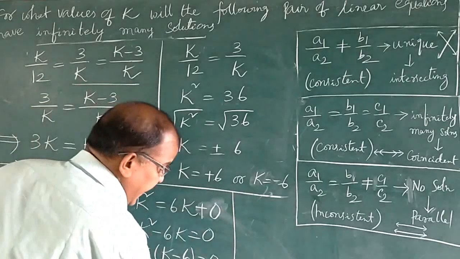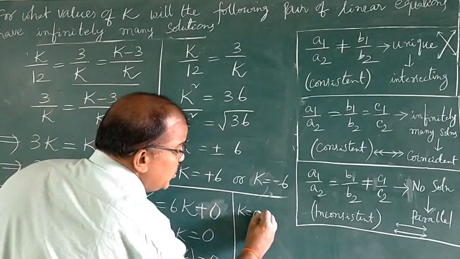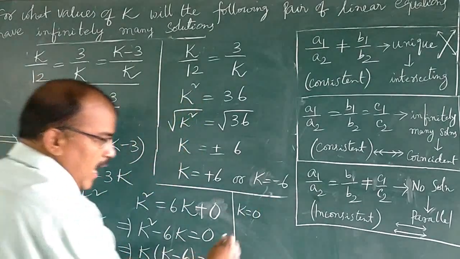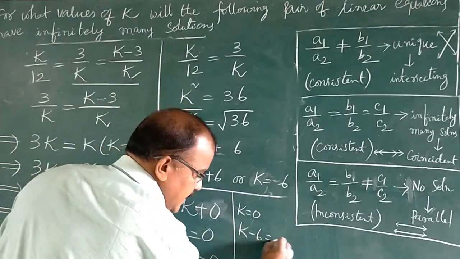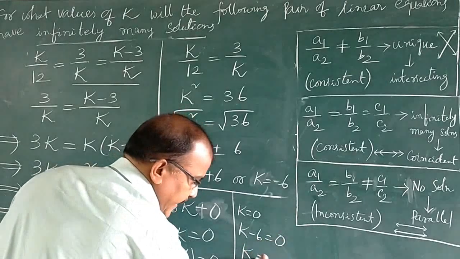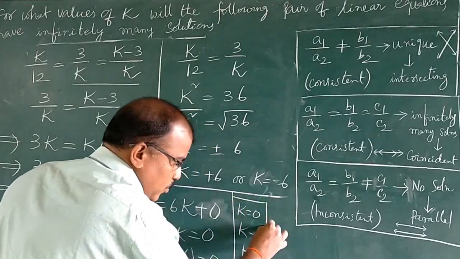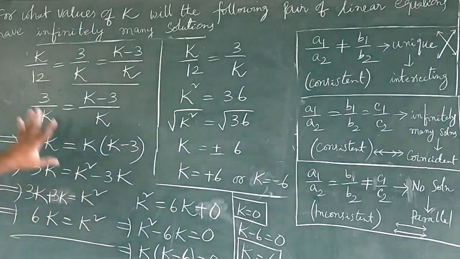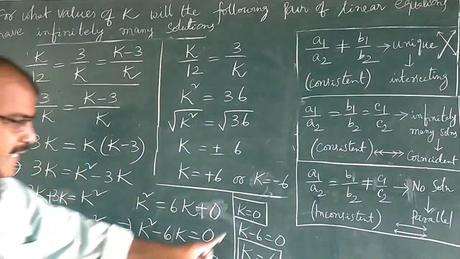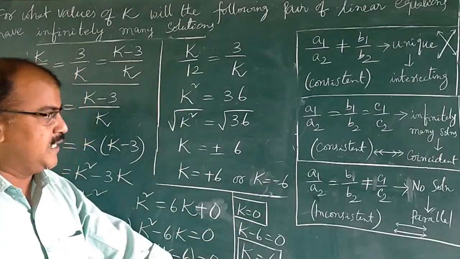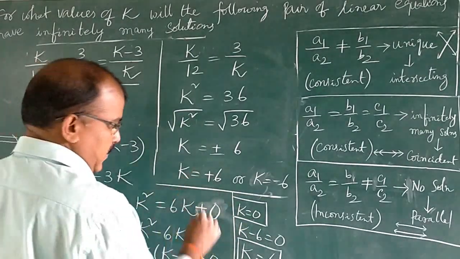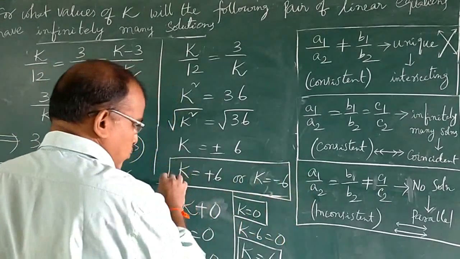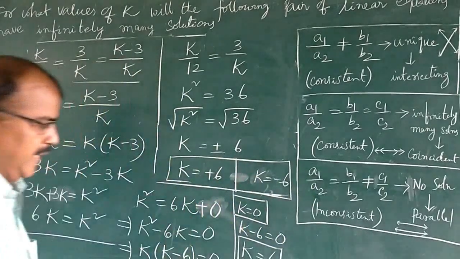From this I can write k is equal to 0, and k minus 6 is equal to 0. From that I can write k is equal to 6. K is equal to 0 I got, k is equal to 6 I got. You see, in this second condition I got k is equal to 0, k is equal to 6. In this first condition I got k is equal to 6, k is equal to minus 6.